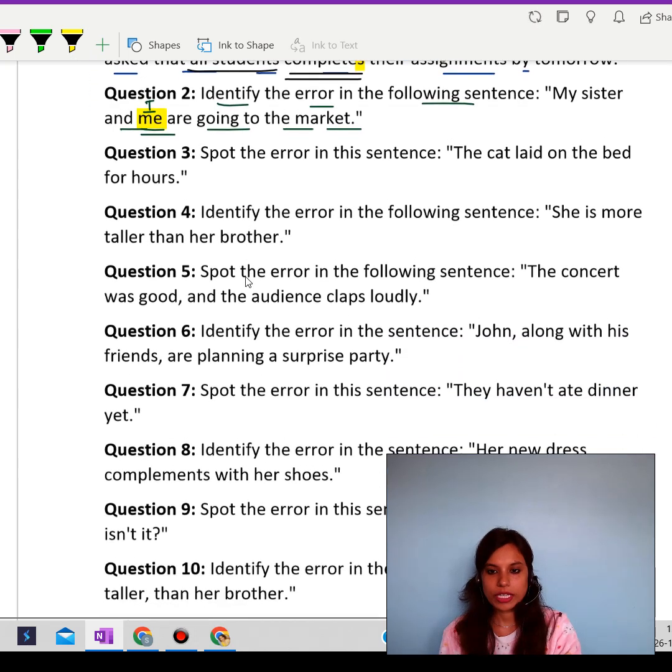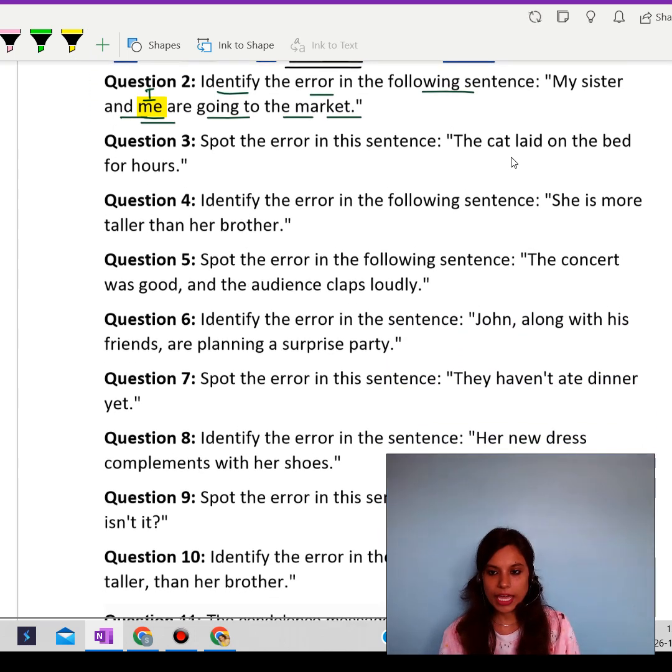Next, spot the error in this sentence. The cat laid on the bed for hours. So instead of laid, it would be the cat lay on the bed for hours. Lay on the bed for hours.